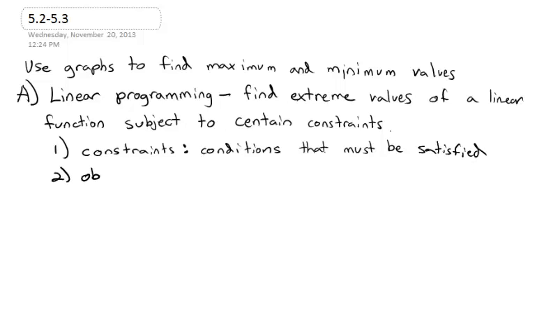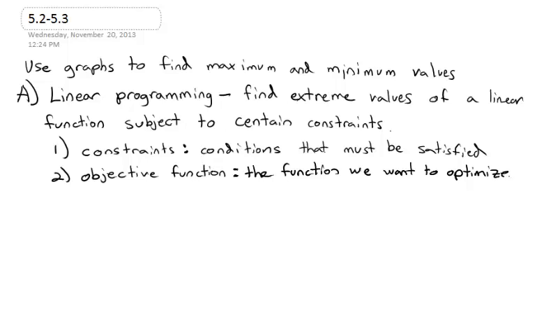We'll also have this thing called the objective function. The objective function is the function we want to optimize. In other words, the function that we're looking for either the maximum or the minimum value of. We're trying to either maximize our profits, minimize our expenses, maximize our revenue, minimize the time spent, whatever the certain problem is interested in.